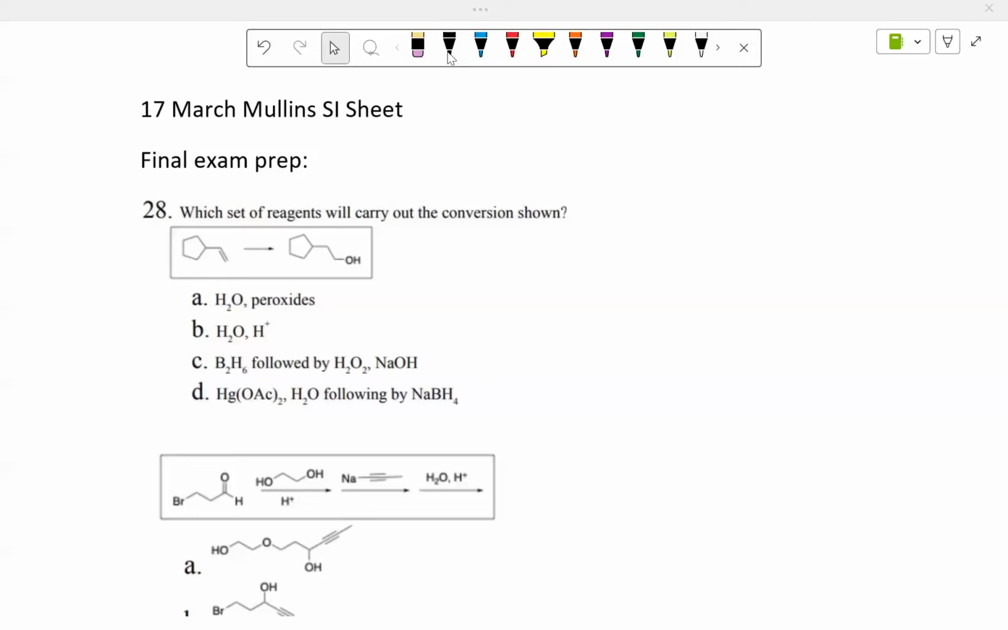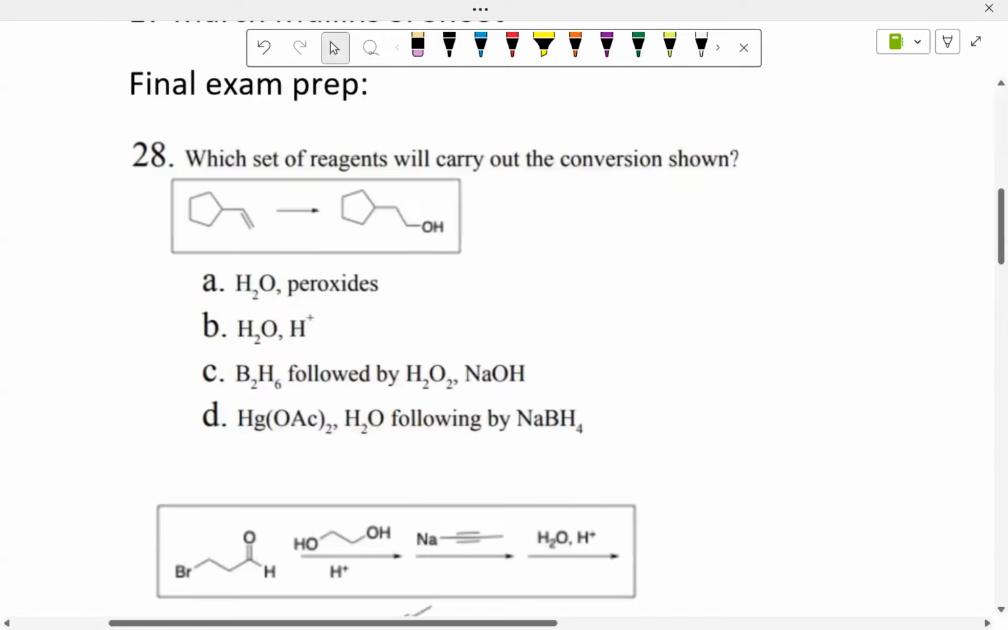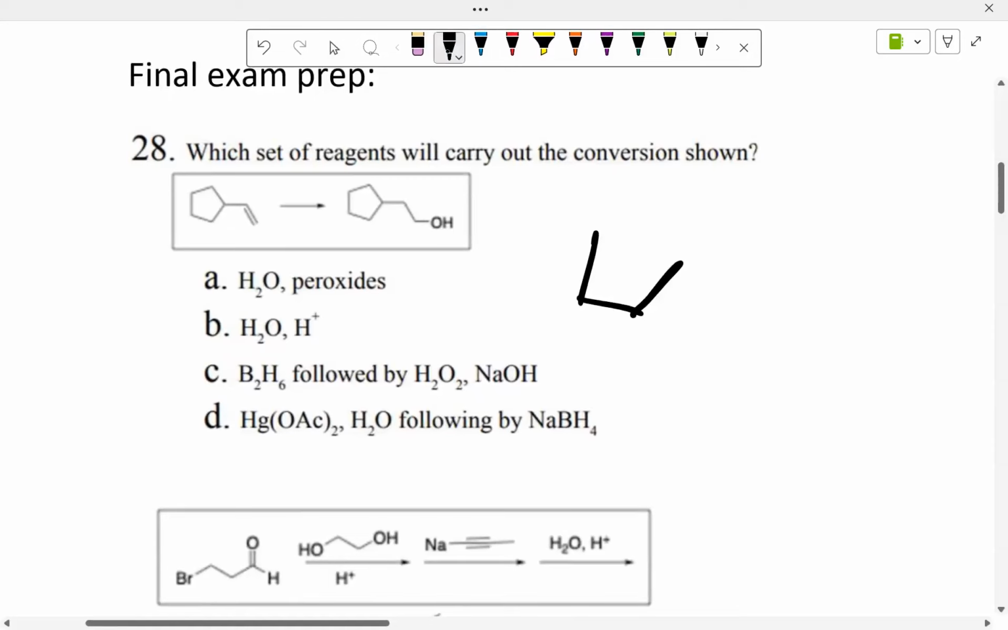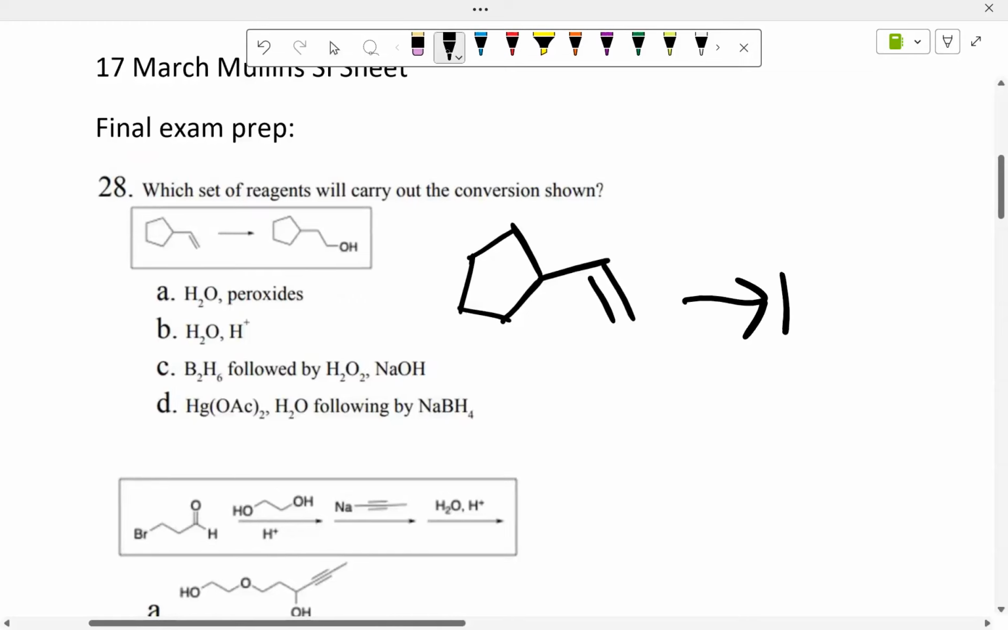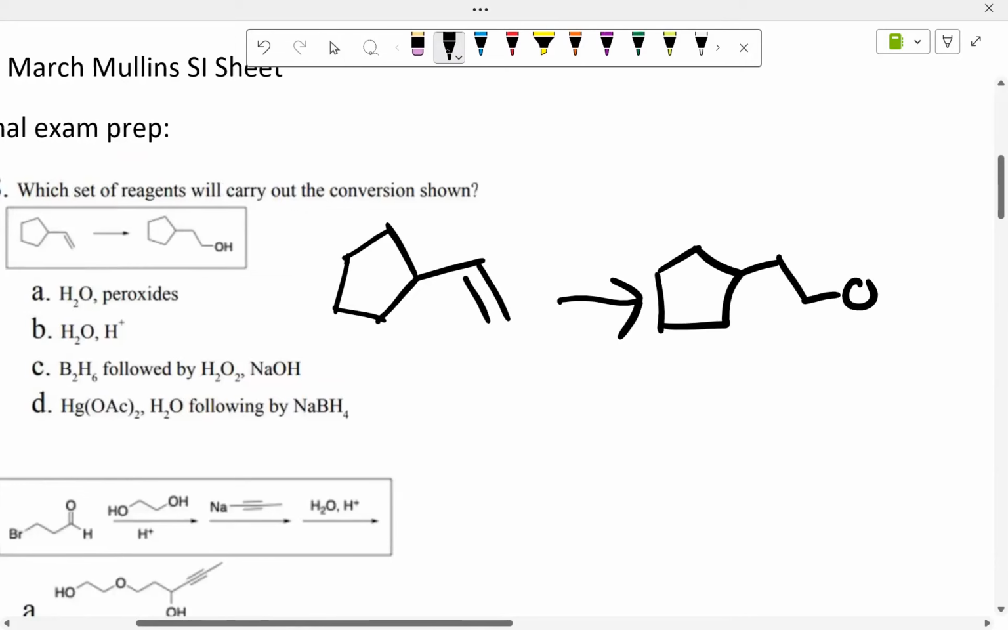All right, let's get started with this SI sheet. First, we have some review for the final exam, some stuff from first semester, and I guess the second one is from second semester. But let's start with the first one. I'm going to redraw the molecule since it's kind of small how it's written currently. So we have to predict the reagents that would give this alcohol starting from this alkene.